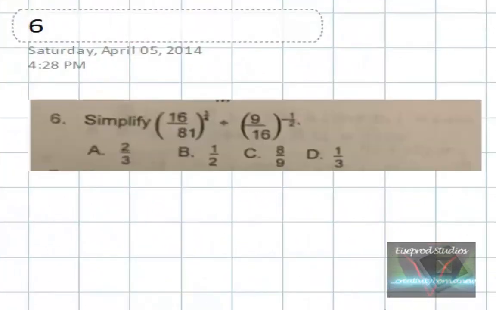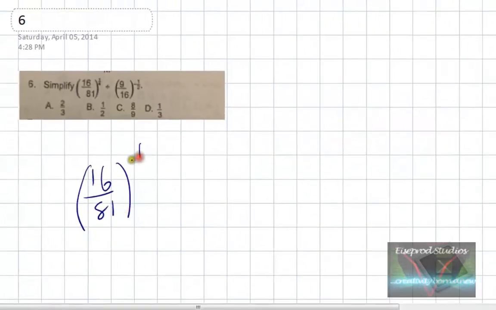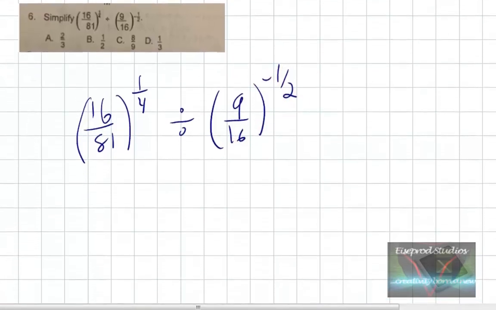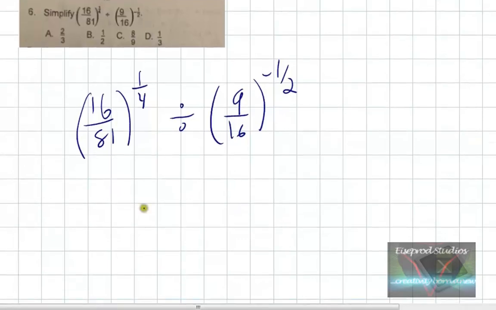So question 6 asks us to simplify these fractions, and they're taken to fractional exponents. So we have 16 over 81 to the 1/4 power. And it's going to be divided by 9 over 16 to the negative 1/2 power. Remember that when you're taking fractional exponents, you're actually taking a certain type of root. So to the 1/4 power just means the fourth root of whatever's inside here. So we're going to take the fourth root of 16 divided by 81.